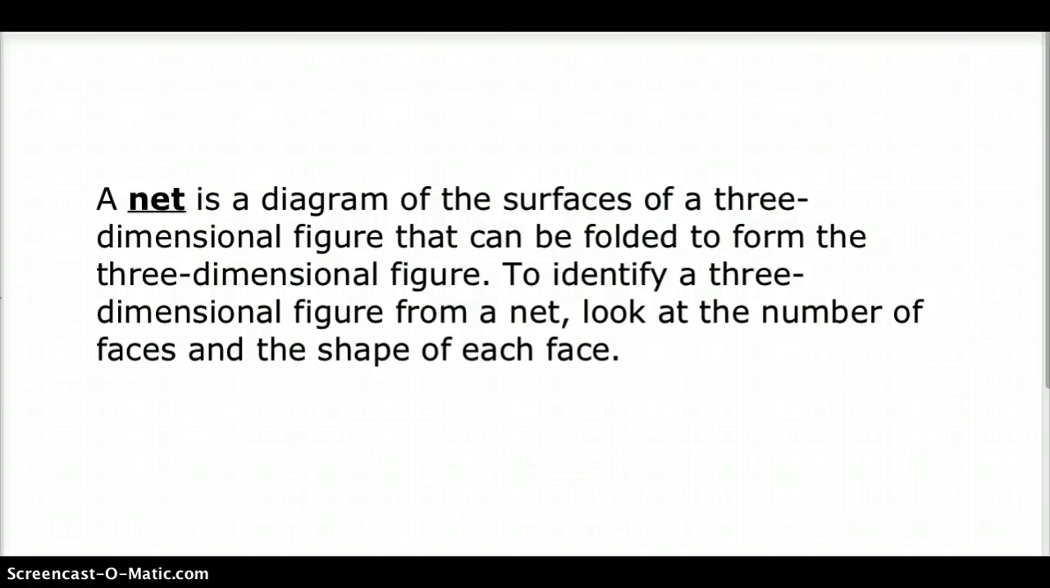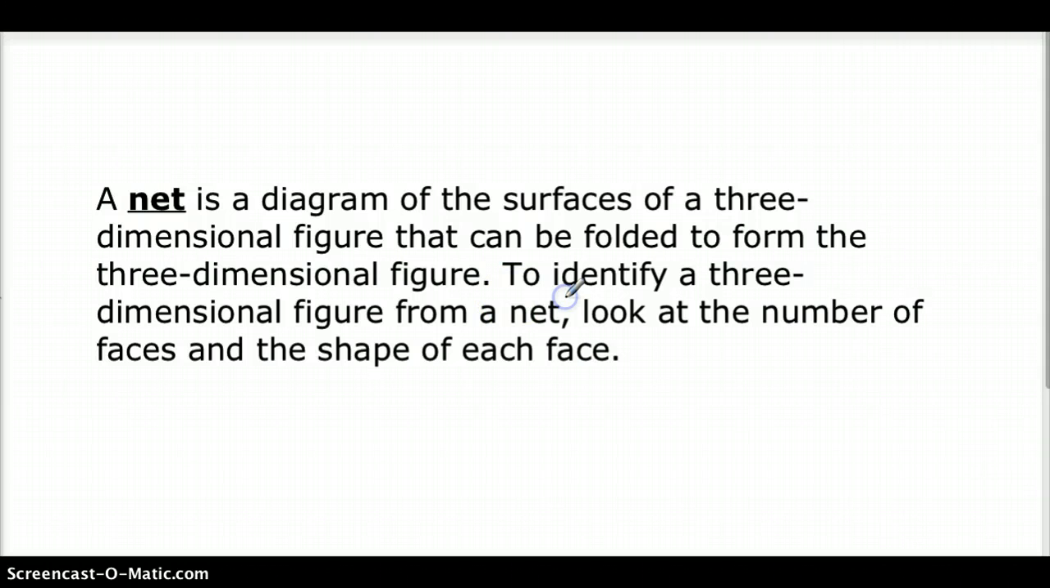In this next video, we're going to take a look at nets. A net is a diagram of the surfaces of a three-dimensional figure, and these can be folded to form that three-dimensional figure. Now this next part is going to be really important, because some of us might struggle with this more than others.